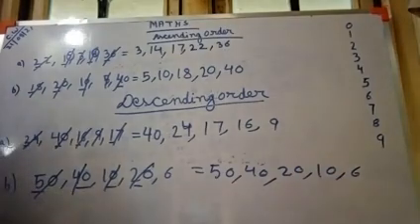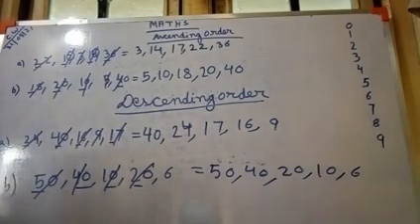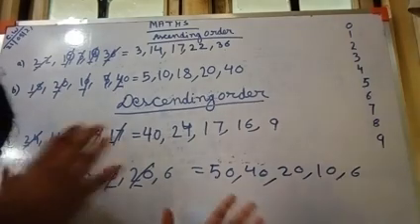Okay. Children, this way you will do the ascending and descending order. This is the last one. And after ascending and descending order, the one more topic left is the tens and ones concept. Tens and ones concept you know, but you have to do it now.